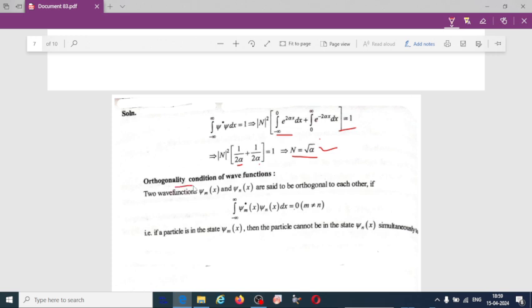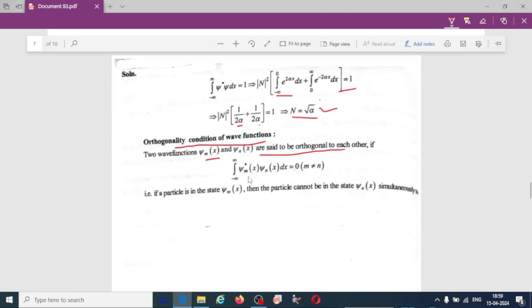Similarly, we have the orthogonality condition of wave function. That means the two wave functions, let us take psi m of x and psi n of x, are said to be orthogonal if the integral from minus infinity to plus infinity of psi m star into psi n dx is equal to 0. The integral must be equal to 0. That means it is obeying the orthogonality condition. And one more thing, m should not be equal to n.